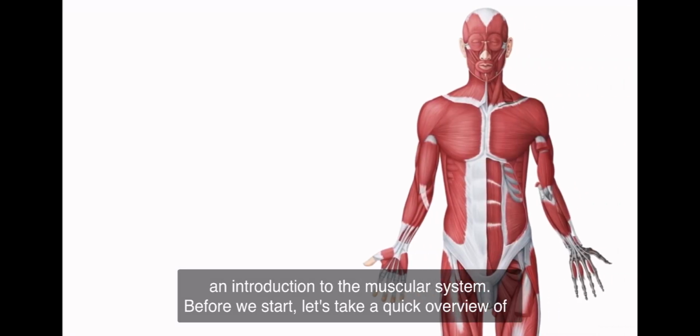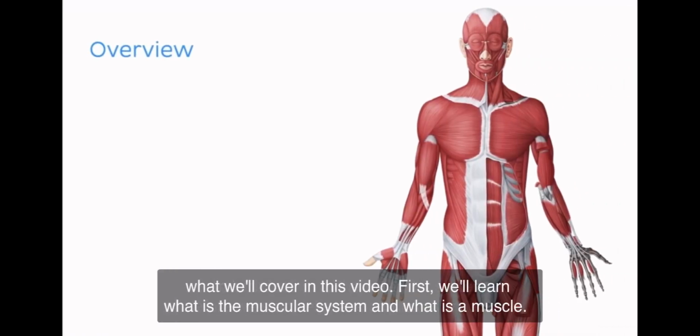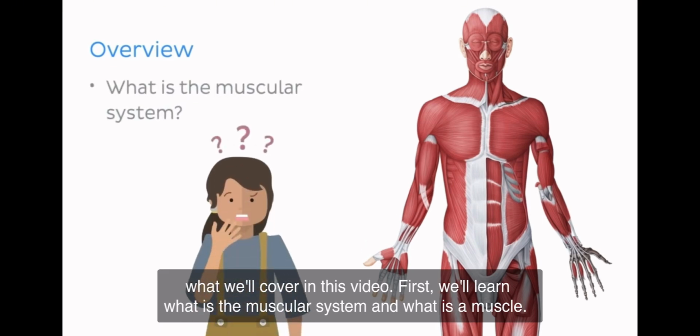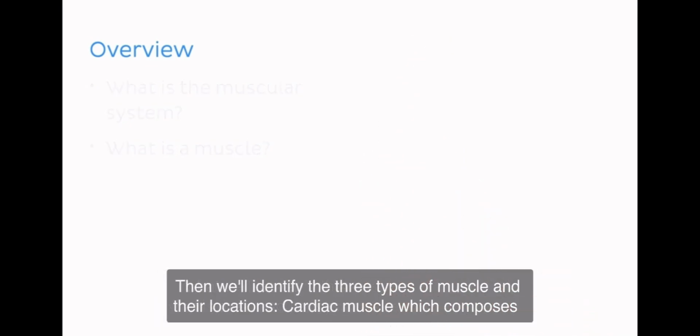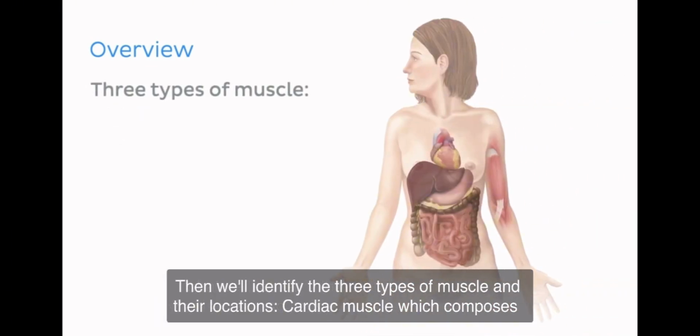Before we start, let's take a quick overview of what we'll cover in this video. First, we'll learn what is the muscular system and what is a muscle. Then, we'll identify the 3 types of muscle and their locations.